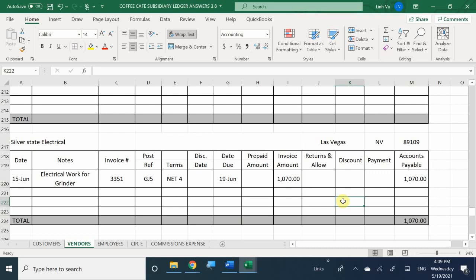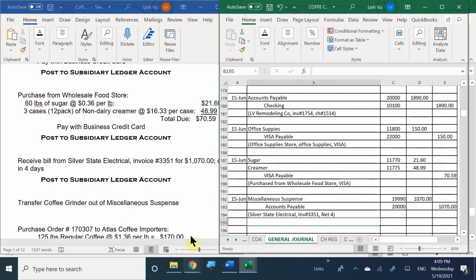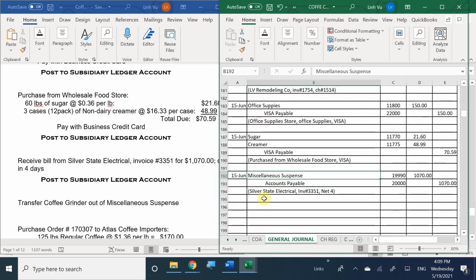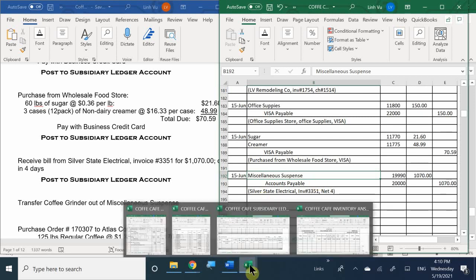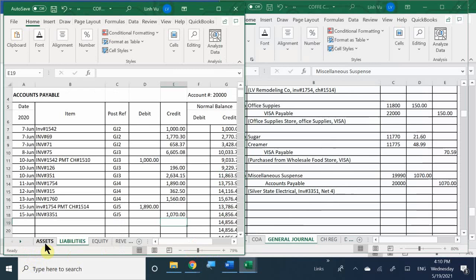All right. Okay. So, good. Now that we finished that transaction, what happens next? Now we transfer the coffee grinder out of miscellaneous expense. Yes, ma'am. That's what we're going to do. We're going to add up everything: the grinder, the transportation or the freight, the foundation work, and the electrical work to put in the service.